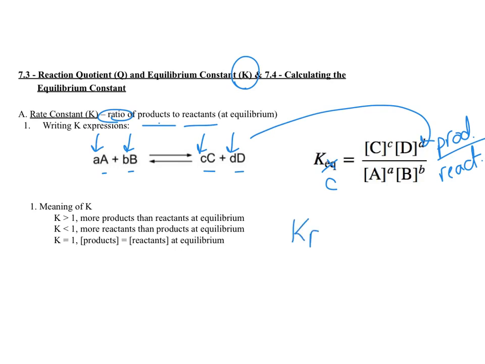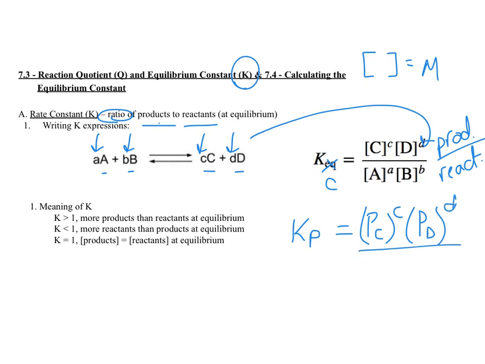You might also be asked to write KP expressions. KP expressions are done exactly the same way, except instead of brackets, remember brackets equal molarity, we're going to be dealing with pressures. P represents pressure. So I would say the pressure of C to that exponent, whatever the coefficient is, times the pressure of D. It's set up exactly the same way, but it does look a little bit different to specify that we're dealing with pressures instead of concentration values.